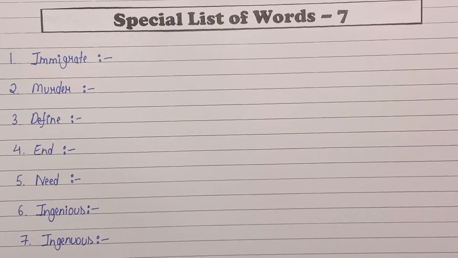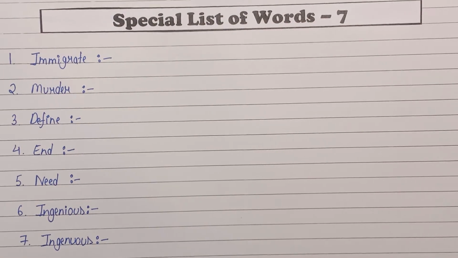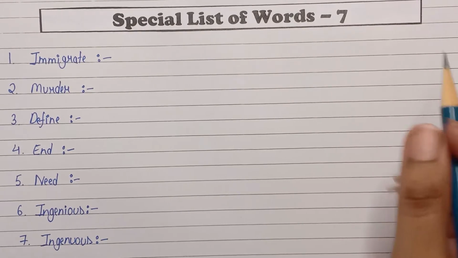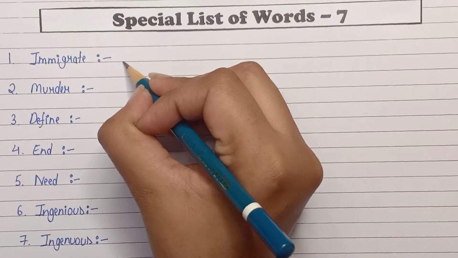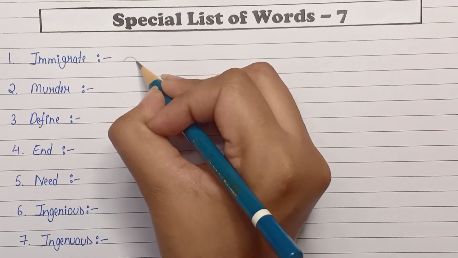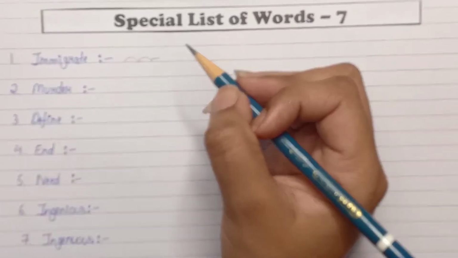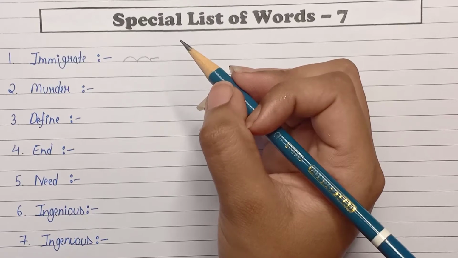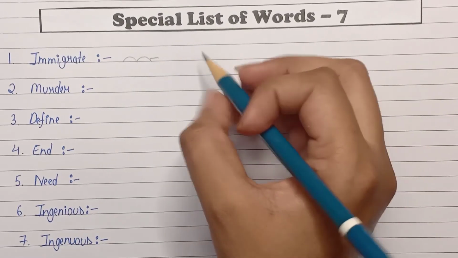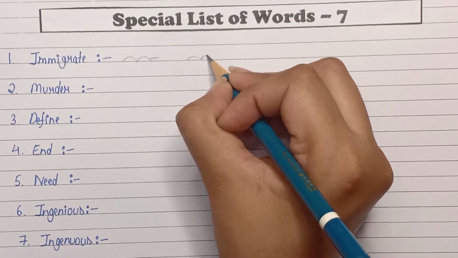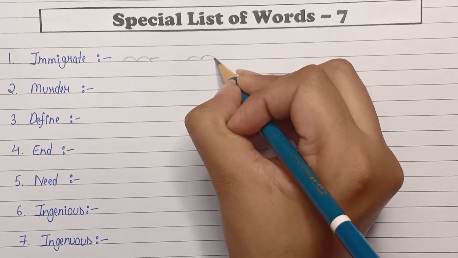Special list of words, part 7. First word is immigrate. So, M and half length of GR. Immigrate. Next, immigration.